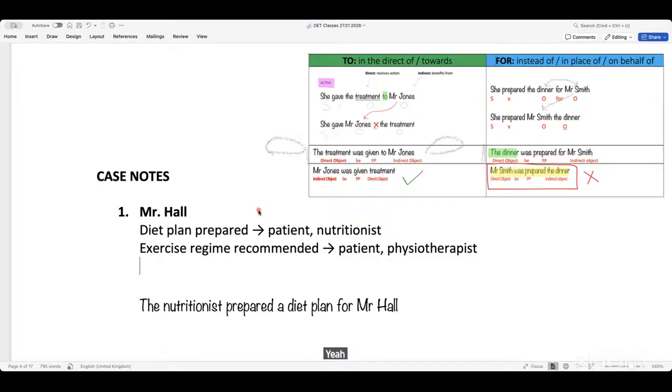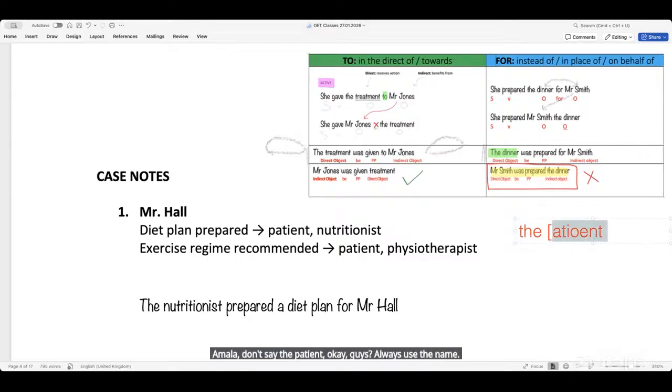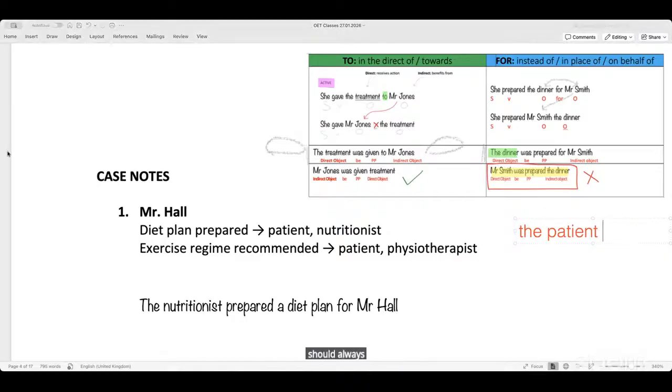Yeah. Amala. The diet plan was prepared for the patient. A diet plan, Amala. No, you can say the diet plan was prepared for. Amala, don't say the patient, okay, guys? Always use the name. This is punished in the exam. It should always be the patient's name, okay? Fayaz. Good. Suleiman.